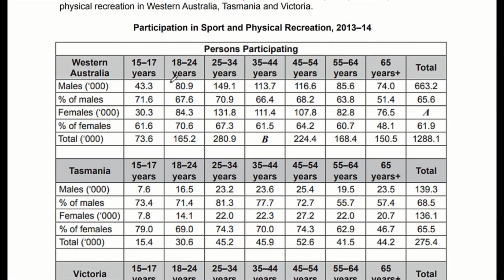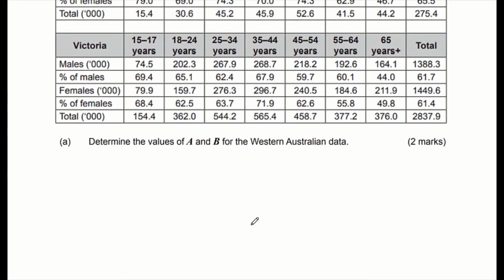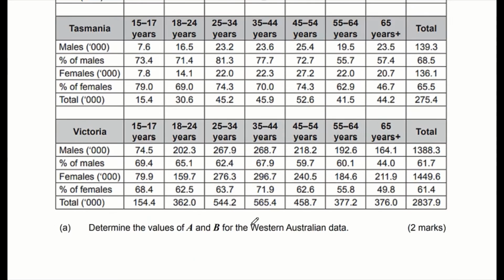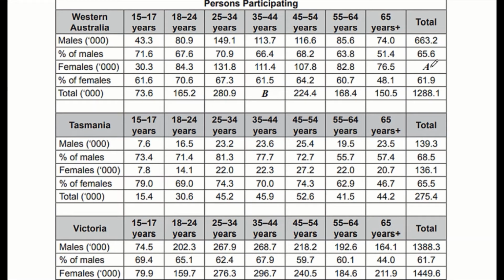For example, if we are talking about 71.6%, which means that around 23.4% of the field do not participate in sports and physical recreation. So that's the idea of how to read this table. Okay, now determine the values of A and B for the WA data. In this case, you have A here.